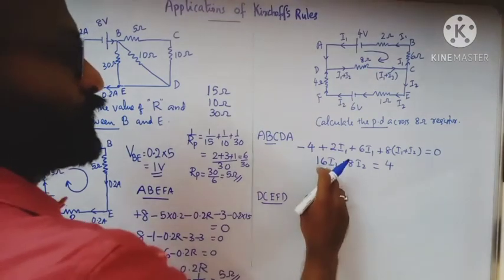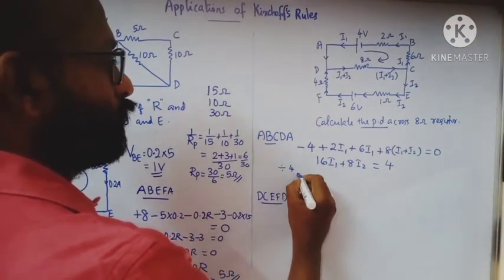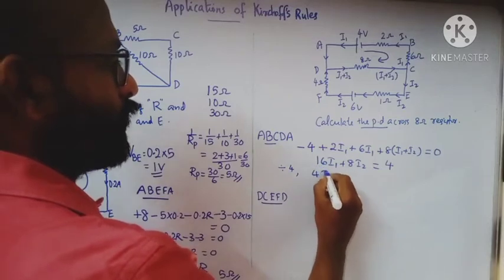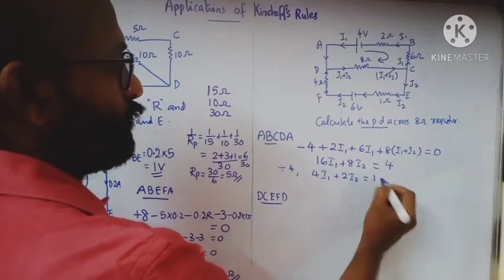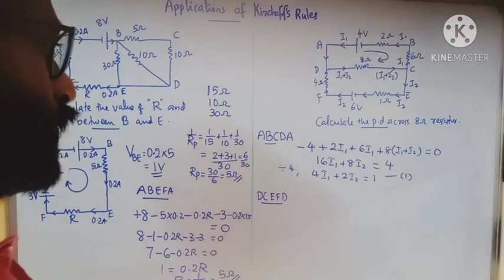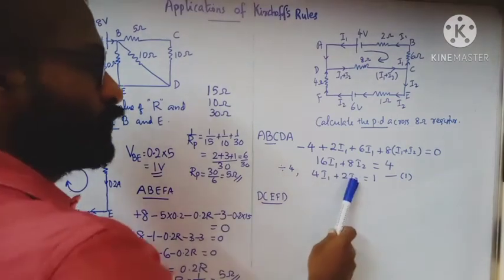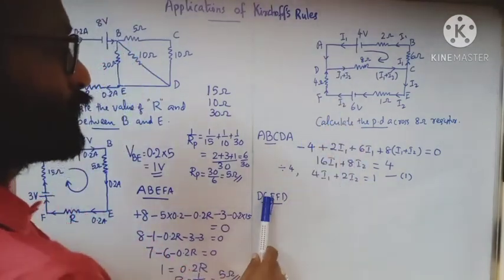Okay. So I just divide throughout by 4. When dividing throughout by 4, we will get 4I1 plus 2I2 is equal to 1. We can take this as equation number 1. Okay, we have got the first equation: 4I1 plus 2I2 is equal to 1. Now we move to the next loop, DCEFD.